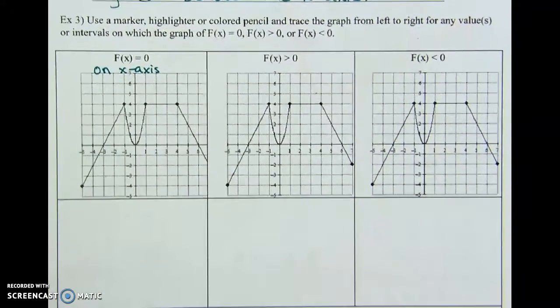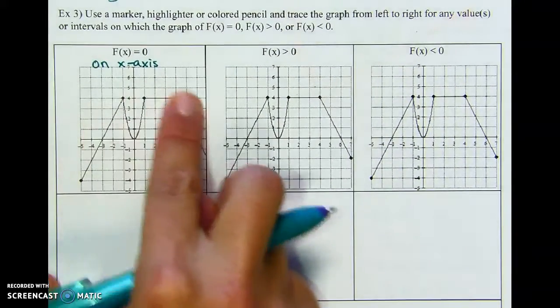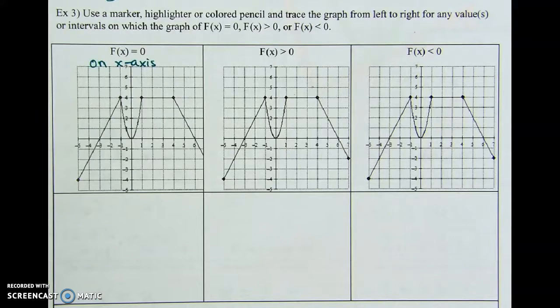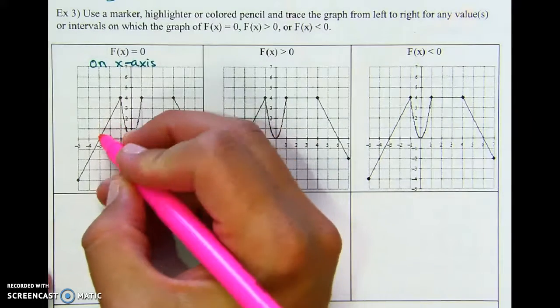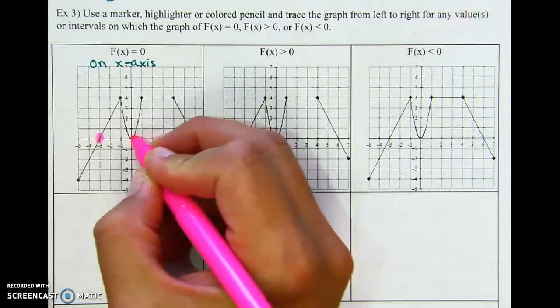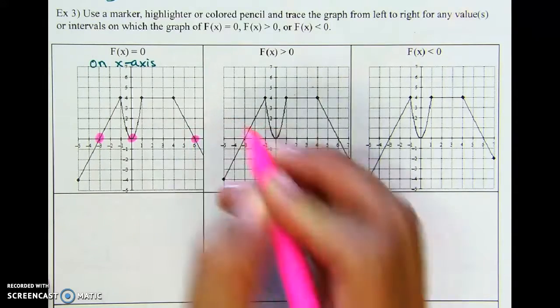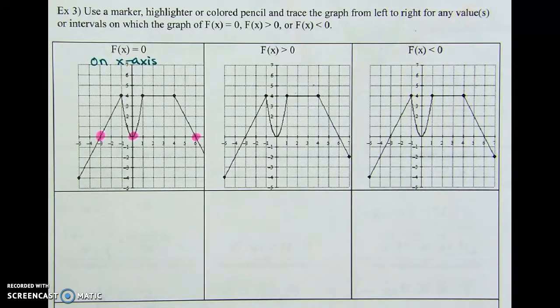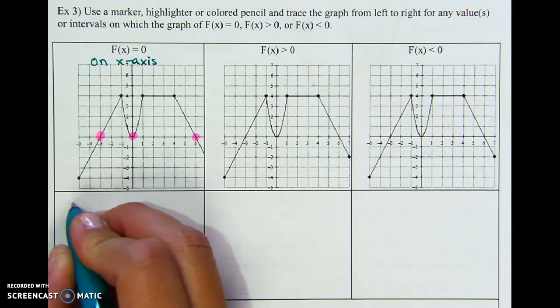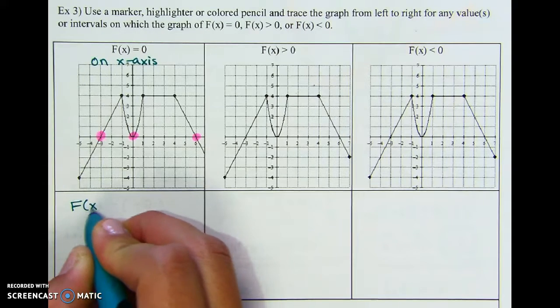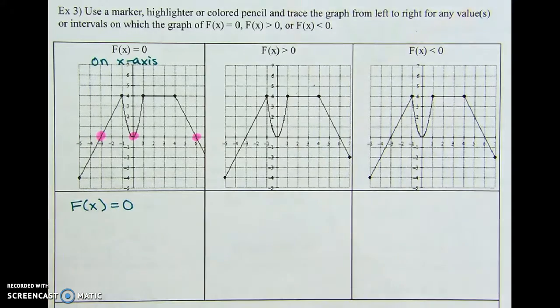How many places is this graph on the x-axis? I guess we could use a little highlighter here. So right here, 1, 2, 3. And then are those intervals? Is that a bunch of numbers, or are they single points, single numbers? Yeah, like isolated points. So we're going to write a complete sentence because we're almost grown-ups.